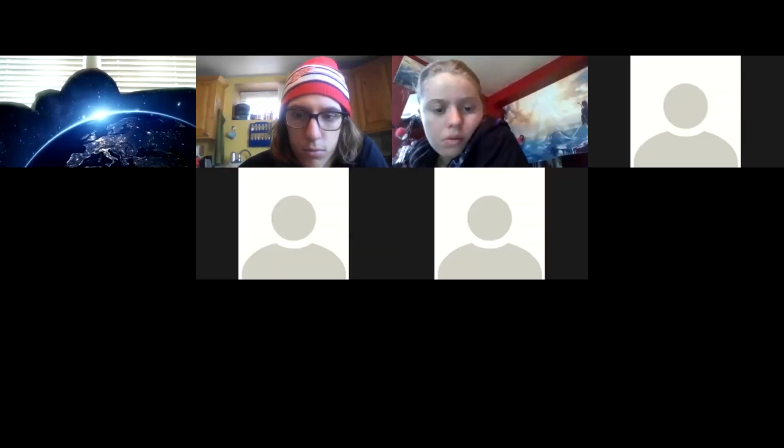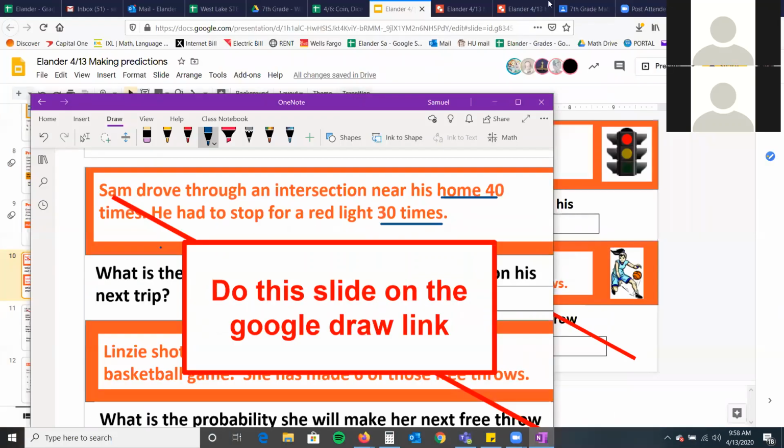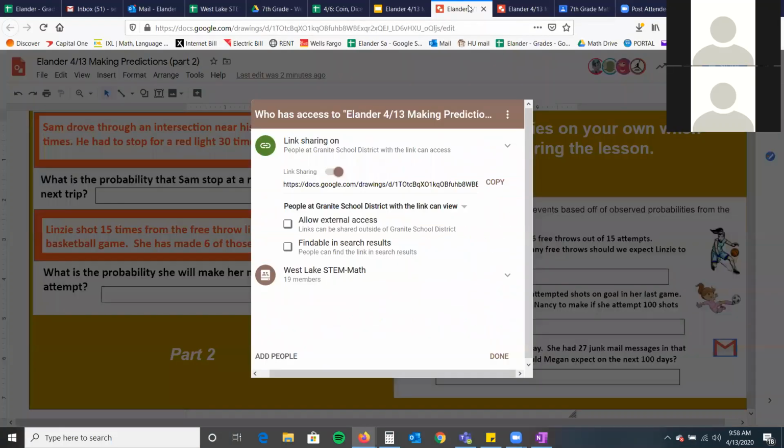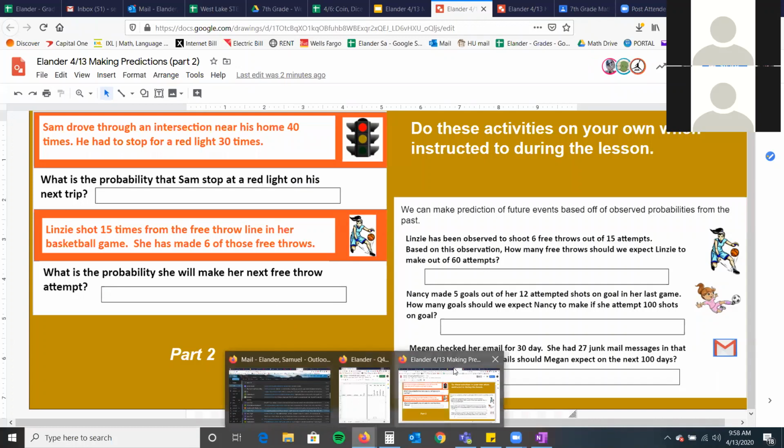Share screen. Okay. So Sam drove through an intersection near his home 40 times. He had to stop for a red light 30 of those times. What's the probability that Sam will stop at a red light on his next trip?